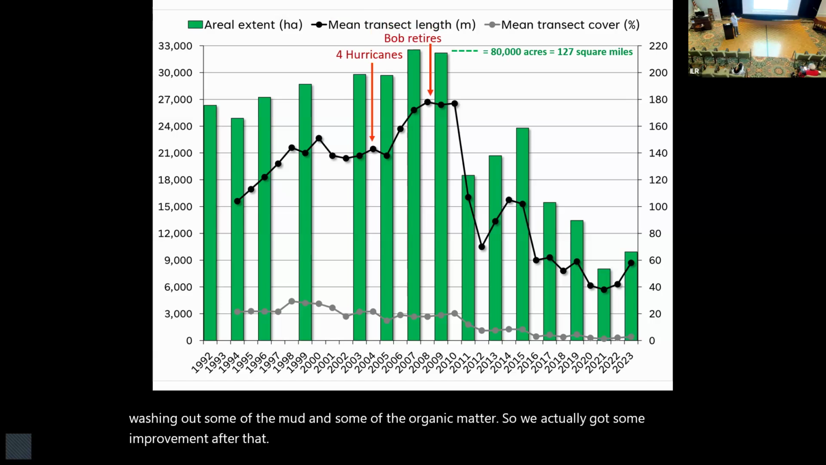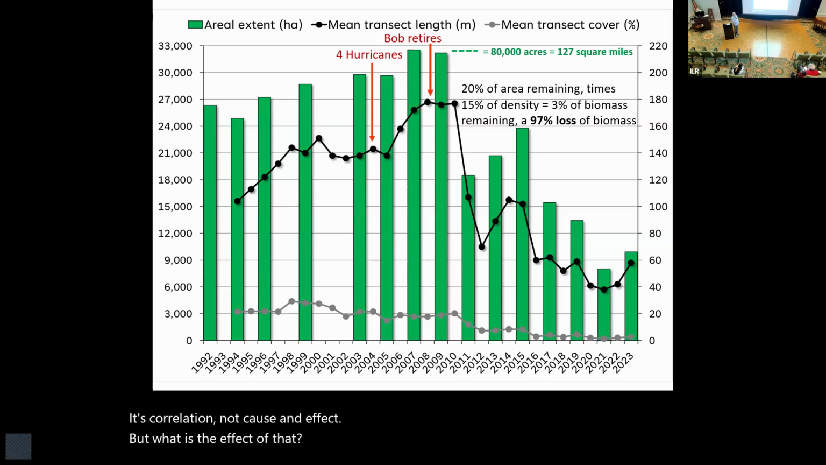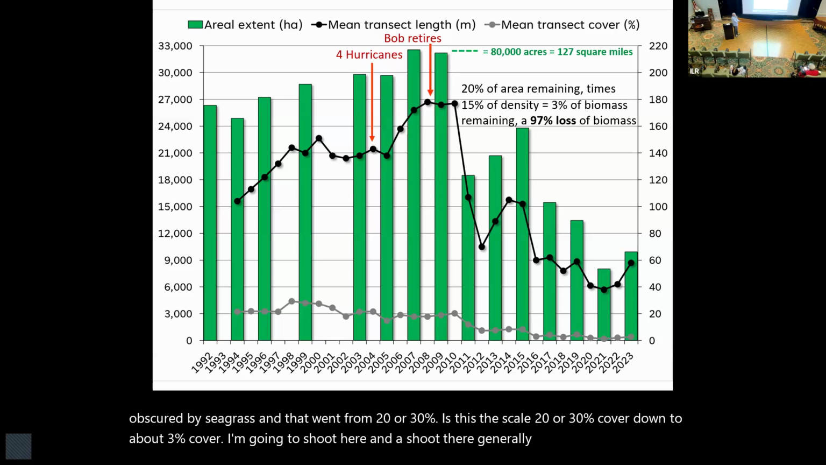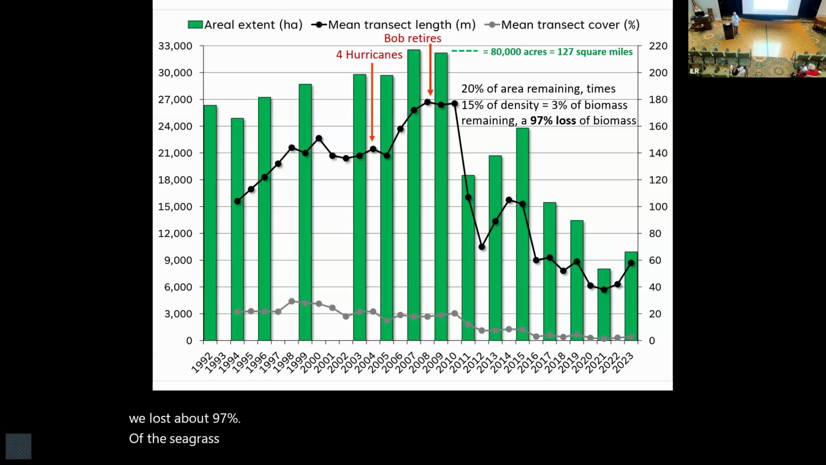I retired and then things went to hell. It's correlation, not cause and effect. But what is the effect of that? It's about 20% of the area remaining. And the third line on here, the gray bars, are the density, that is the percent of bottom that is obscured by seagrass. And that went from 20 or 30% cover down to about 3% cover. Right, a shoot here and a shoot there generally. So combined, that means we lost about 97% of the seagrass biomass as food for animals.